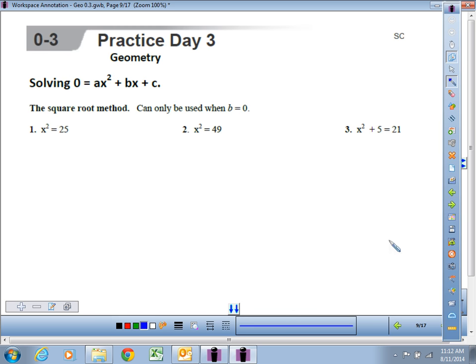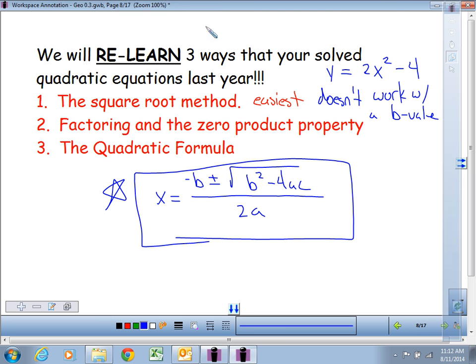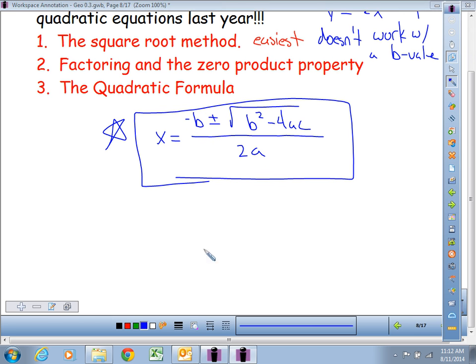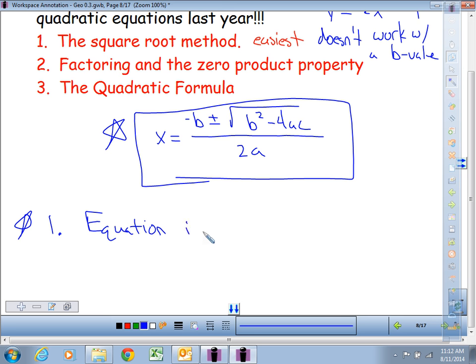All right, so let's go through here. We're going to start with the square root method. If you look at these, the first thing we always need to do when solving these, no matter what, the number one thing, is make sure that the equation is equal to 0.